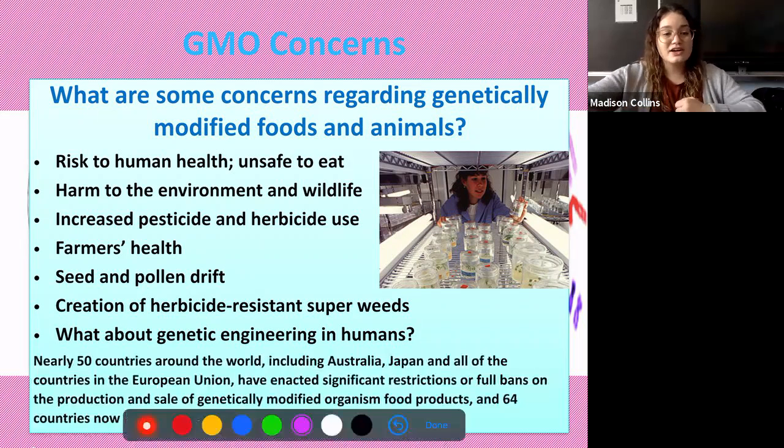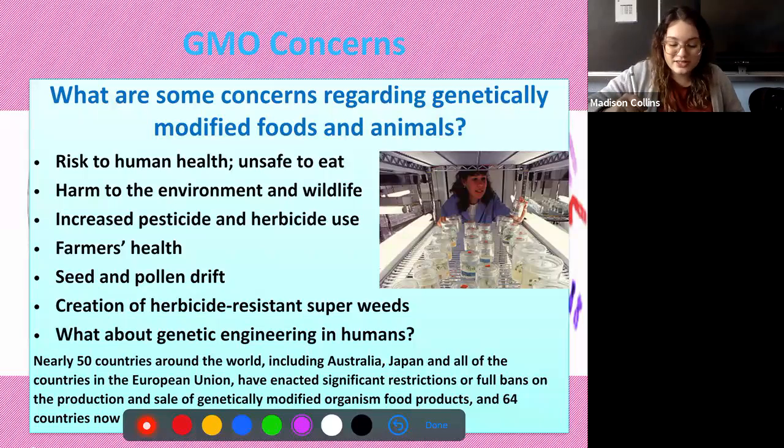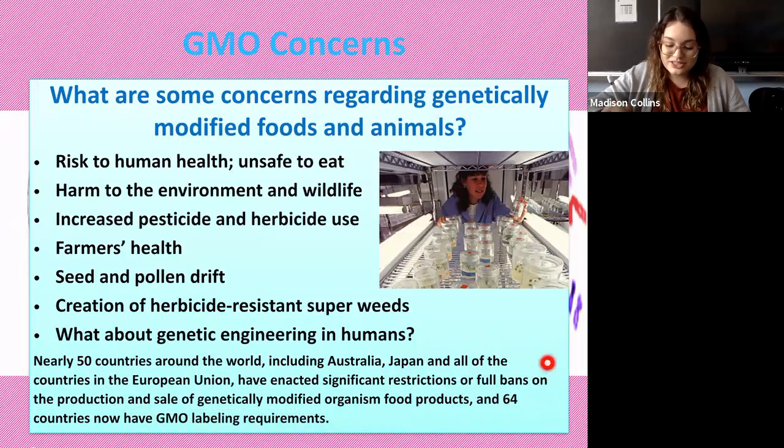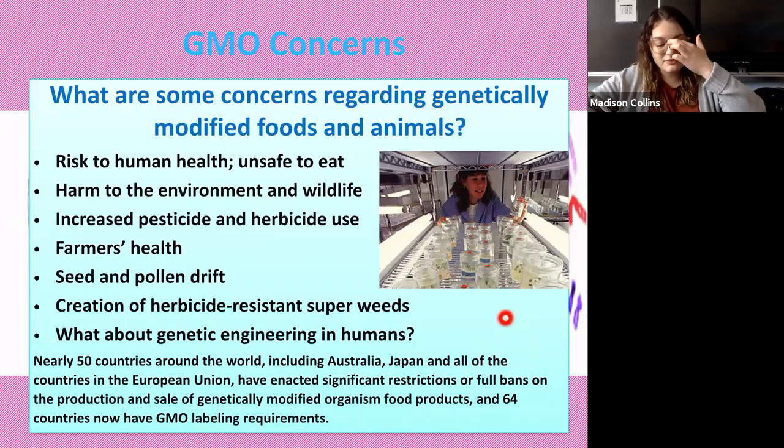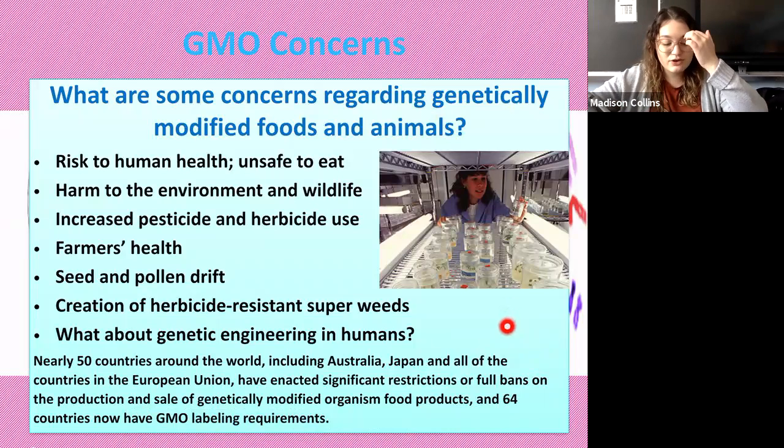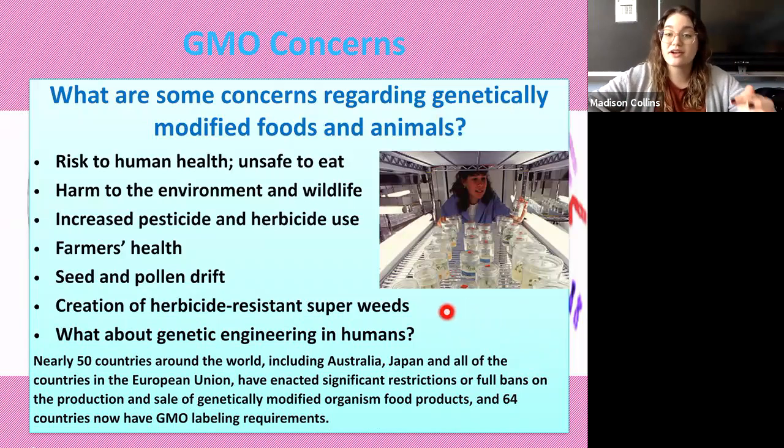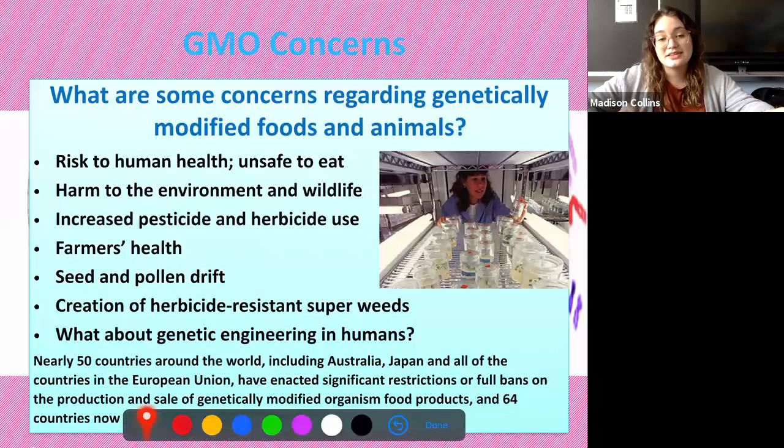So nearly 50 countries around the world, including Australia, Japan, and all of the countries in the European Union, have enacted significant restrictions or full bans on the production and sale of genetically modified organism food products. And 64 countries now have GMO labeling requirements. So this is why typically in the store you will see that food products are either labeled as GMO or non-GMO. This is because of the regulations that have been enacted.